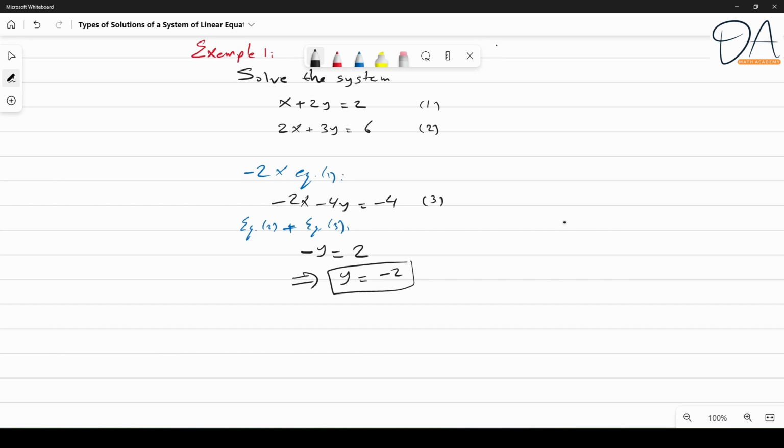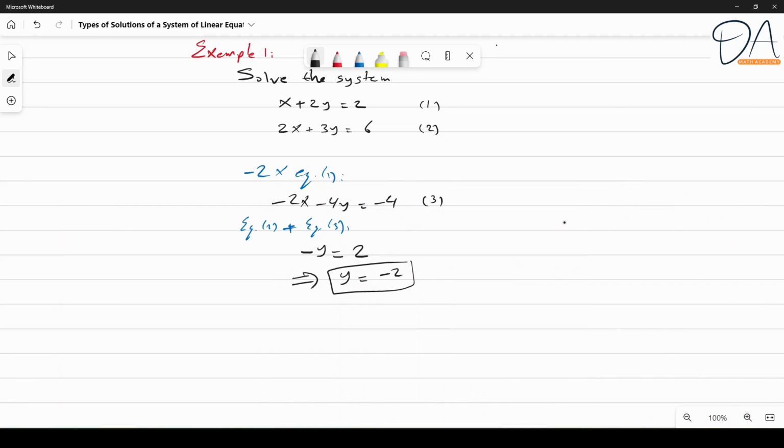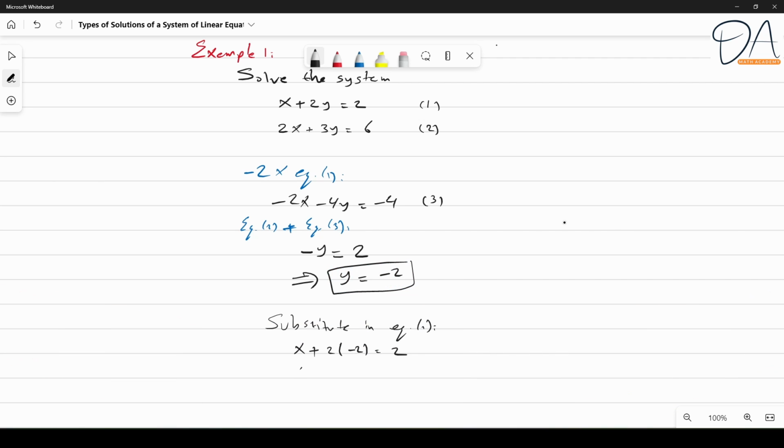Now we got the value of y. To get x, we can substitute in any of the two equations. It will be easy to substitute in equation number 1 since the x coefficient is 1. To get x, we just move the other term to the right and get the value. So we substitute in equation number 1, and then we get x plus 2 times the value of y, which is minus 2, equal to 2. And this means 2 times minus 2, that gives you minus 4, so x minus 4 equal to 2. Here, if I move the minus 4 to the other side, you get 4 plus 2, or 6. So the value of x is 6.